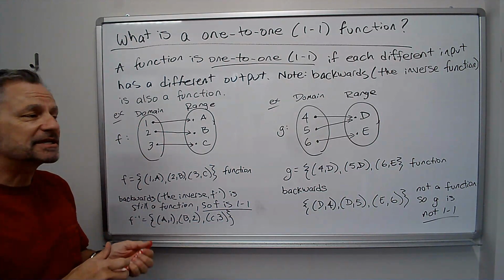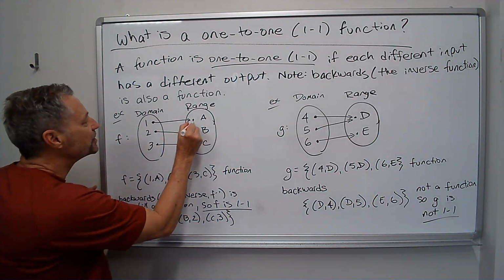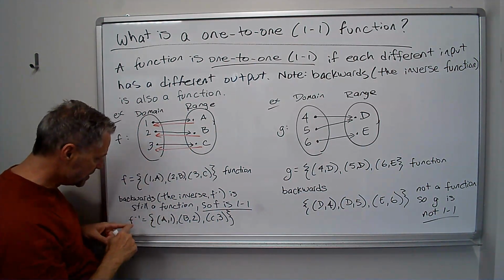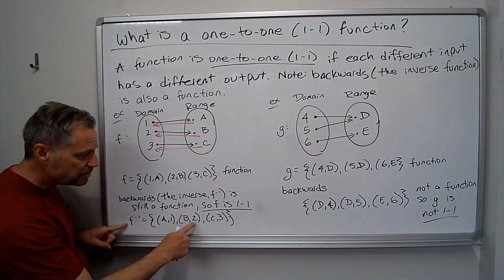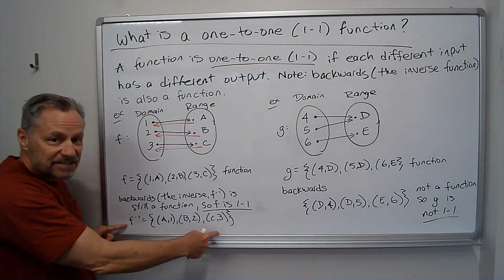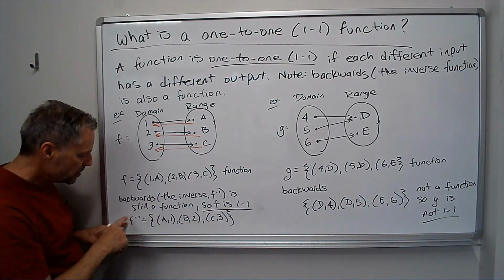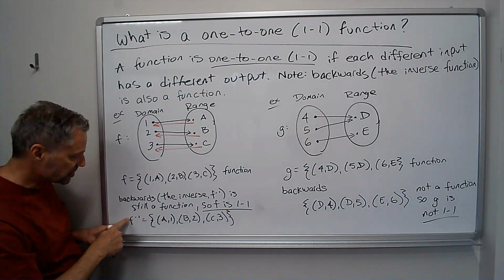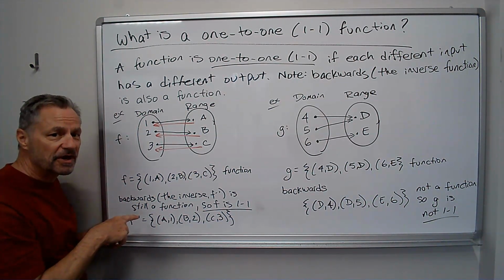But the interesting part is if I go backwards from this, A goes to 1, B goes to 2, C goes to 3. So I've written that here, A1, B2, C3. That's a function as well. We would write that f inverse. We write a little -1 for the inverse function. But backwards, it's still a function.